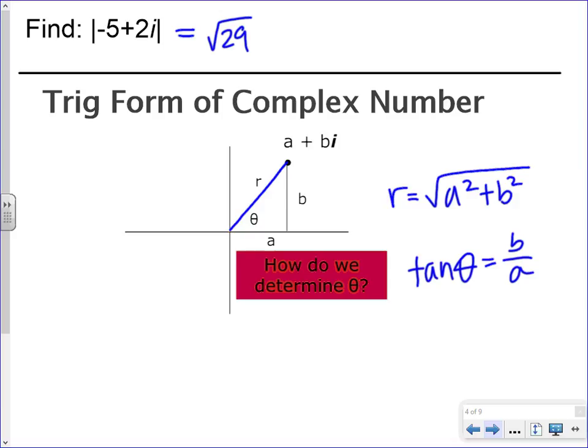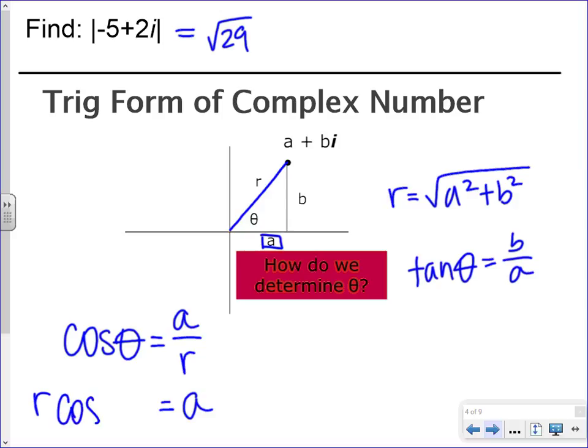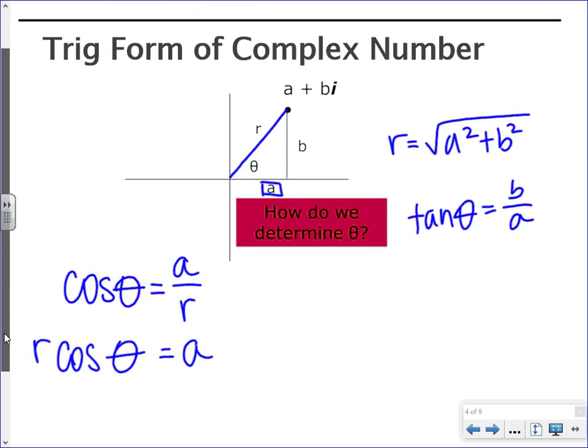Now, if we wanted to rewrite a, and we knew r and theta, what trig function could we use to do that? We know r and theta, and we want a. Cosine, right? We know that the cosine of theta is a over r, right? So if we didn't know a, we could take r, the absolute value, times the cosine of the angle and get a. Does that look familiar?